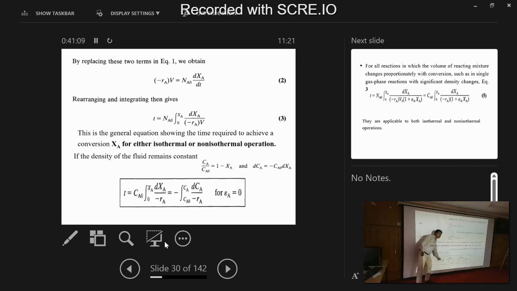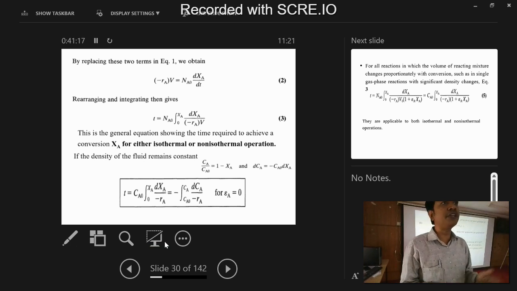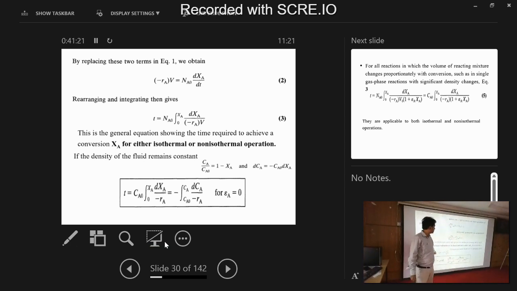Now the constant volume case. What is the constant volume case? Constant volume or constant density case, where epsilon A will not be there. Constant volume, so I can take V out. And NA naught by V is CA naught. So the equation will become like that, because I am talking about the constant volume case.